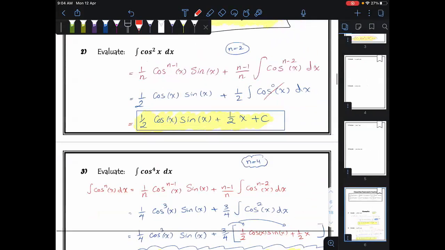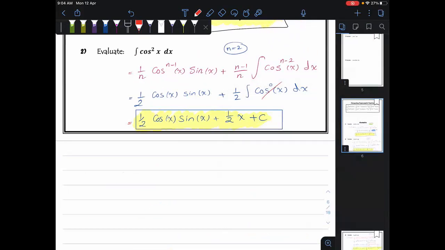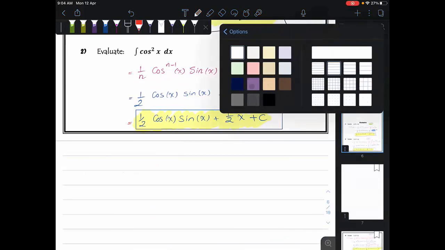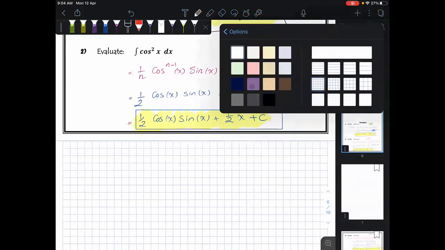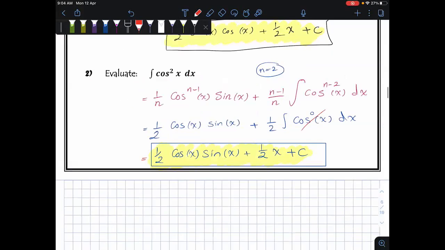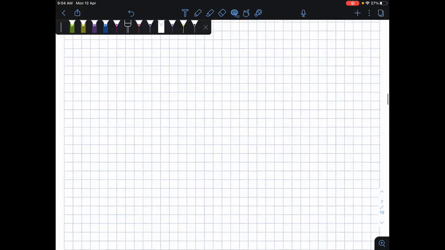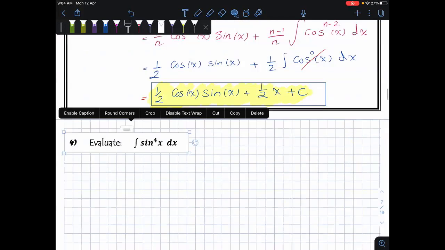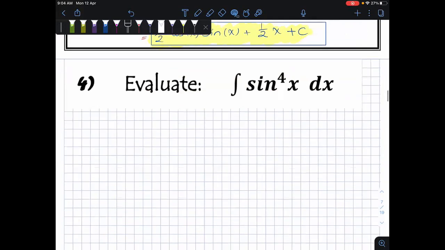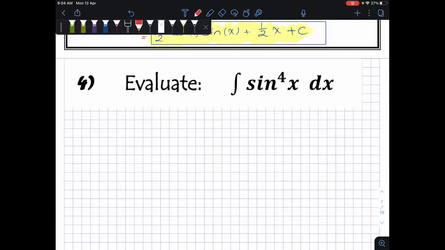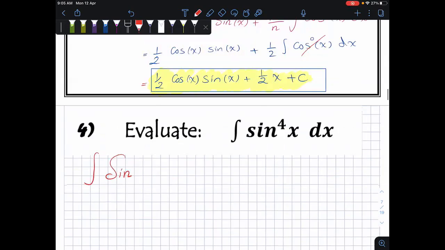Let me add one page here. Let's solve this question, for example: sine to the power of 4. Let's solve it for any exponent here. Let's write the rule first. The integral of, yes, Omar. Yes, here. This is the rule.